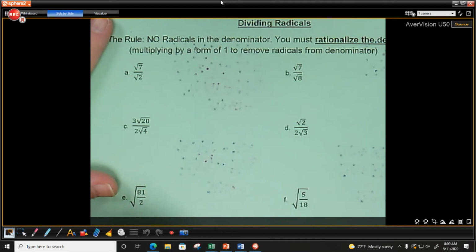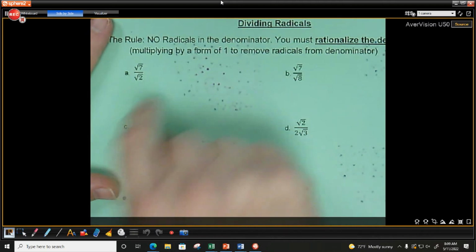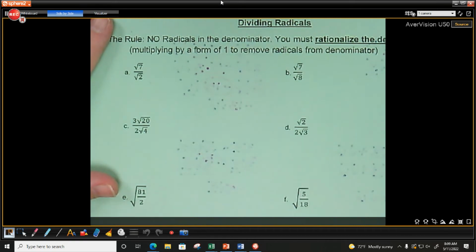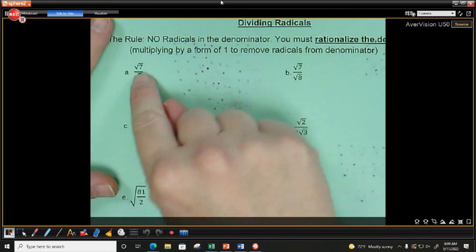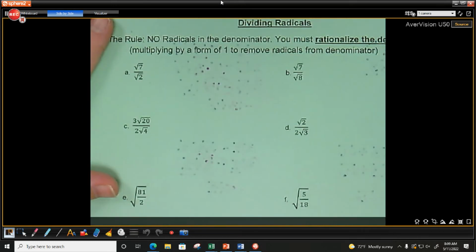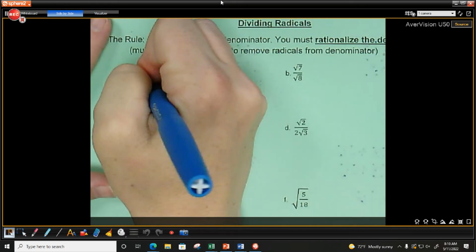What is making this an unacceptable answer? Both radicals are simplified. You can't do 7 divided by 2. What's making this an unacceptable answer? There's a radical in the denominator. So what's making this not a correct answer? The denominator. Which is what? Square root 2. So you're going to multiply by square root 2.